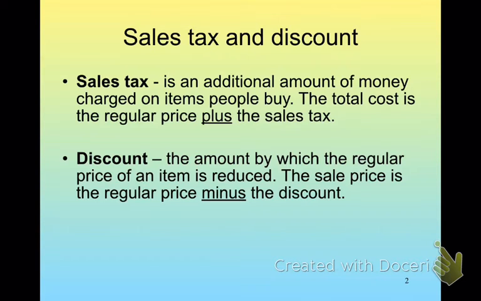Then we have something called discount. The discount is the amount by which the regular price of an item is reduced. The sale price is the regular price minus the discount. So when you go to a store, you'll see 50% off. That's a discount, and it's subtracted from the item's price to give us something called the sale price.